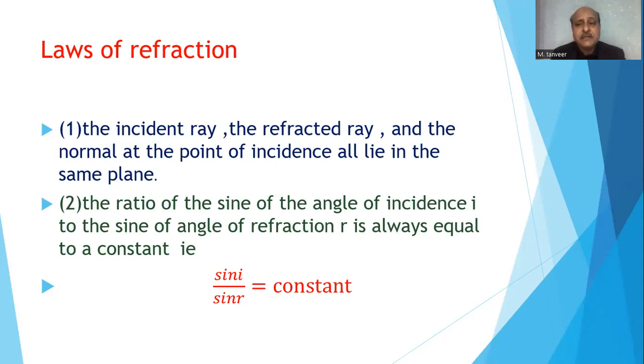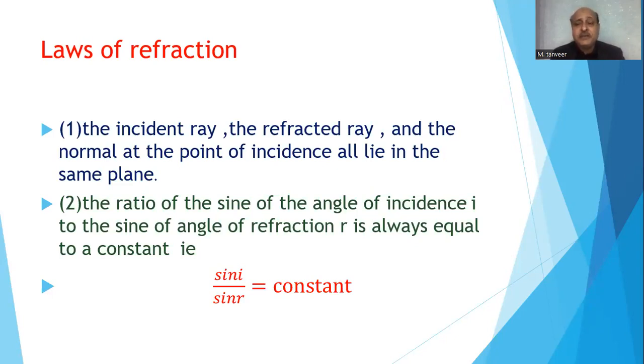And this is different for different media. For example, for glass, its value is 1.5. Whenever a ray of light enters glass at any angle, it bends. You measure the angle of incidence, you measure the angle of refraction. Whenever you take sine and divide them, your answer will be 1.5. Either angle of incidence is 15, or 20, or 25, your answer will become 1.5. This is the second law.